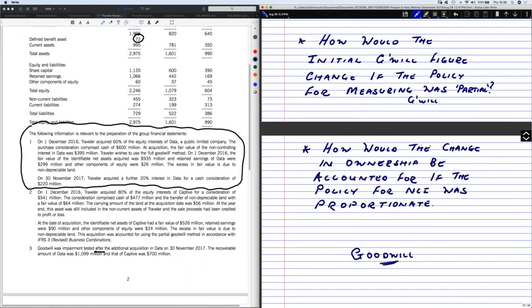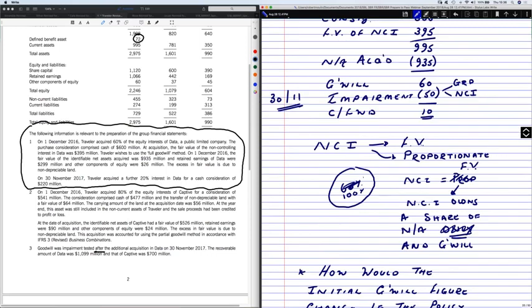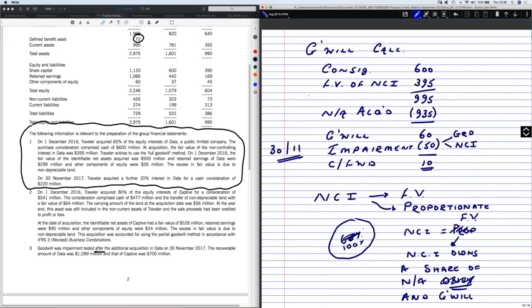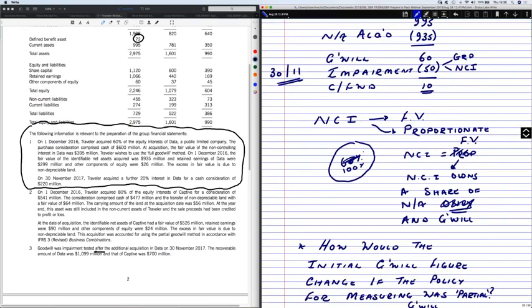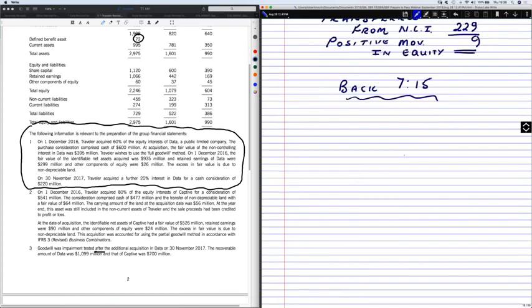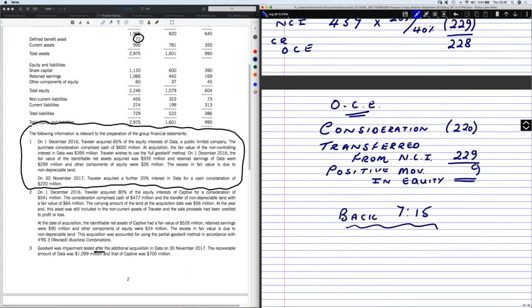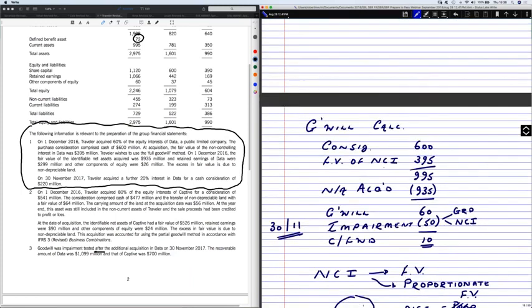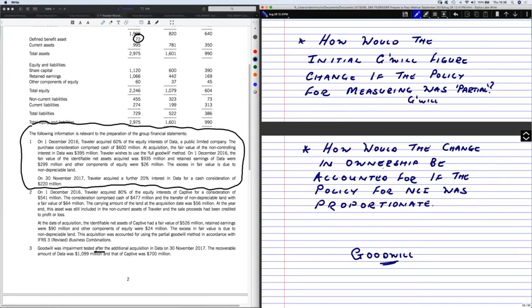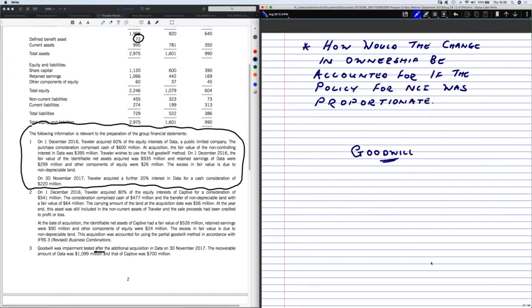And what I want you to think about is purely and simply this, please. How would this figure here change? And how would these figures here change if the policy for the NCI was proportionate, based on your understanding, based on what you've told me about the difference between partial or proportionate and fair value? That's what I'm asking, please.